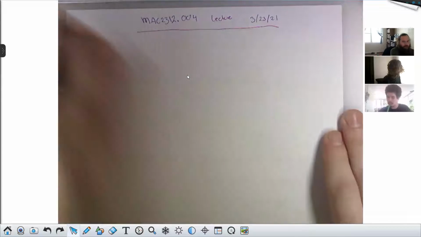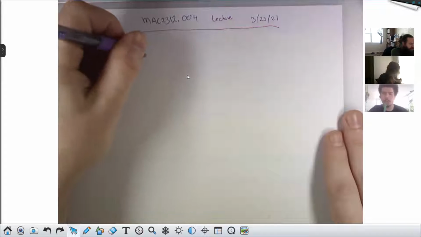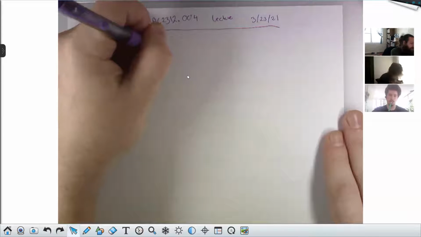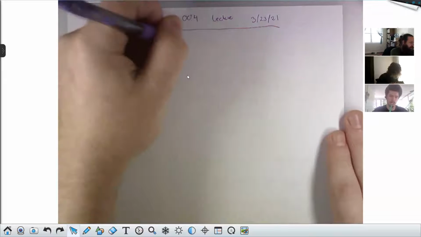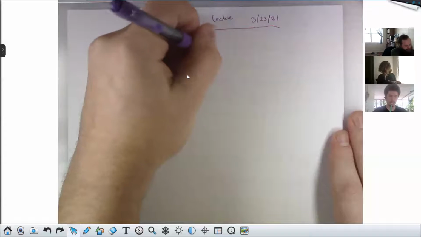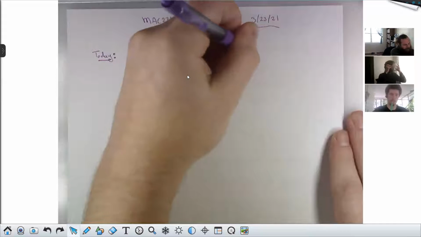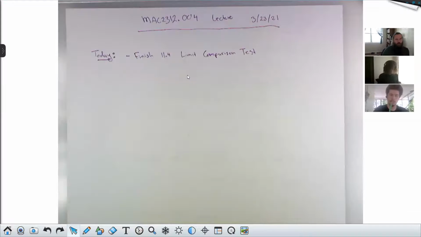Today we're going to continue moving ahead with chapter 11. We're going to finish section 11.4 by talking about the limit comparison test. So 11.4 is just on comparison tests, and there's 2 of them. The direct comparison test we learned last week. The limit comparison test I've split into this week because they're very different animals.